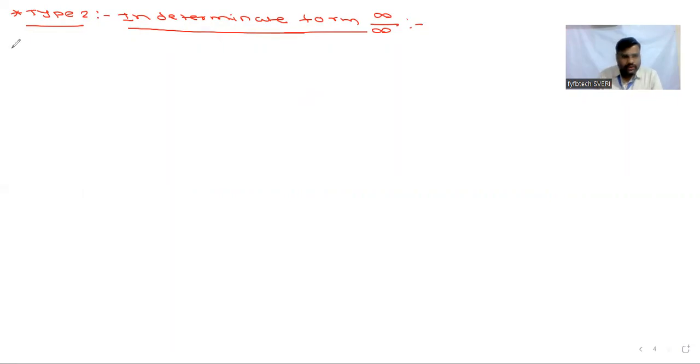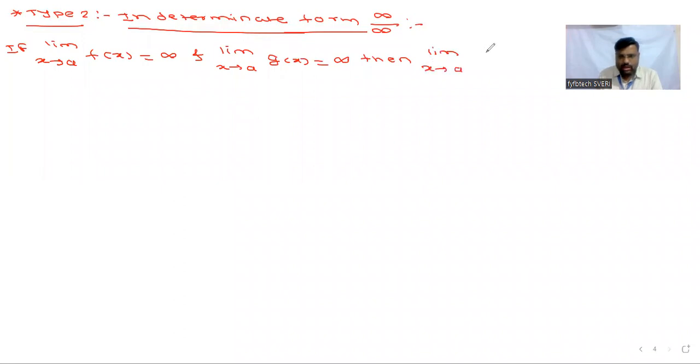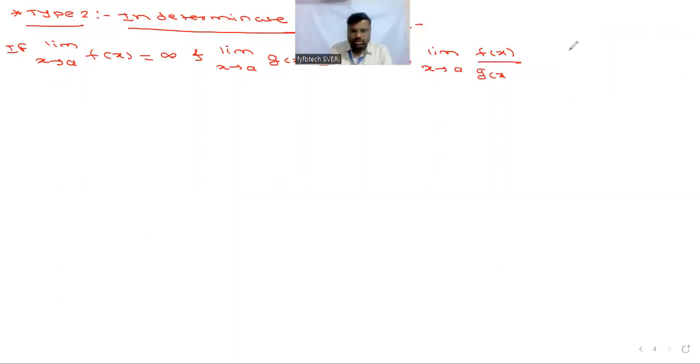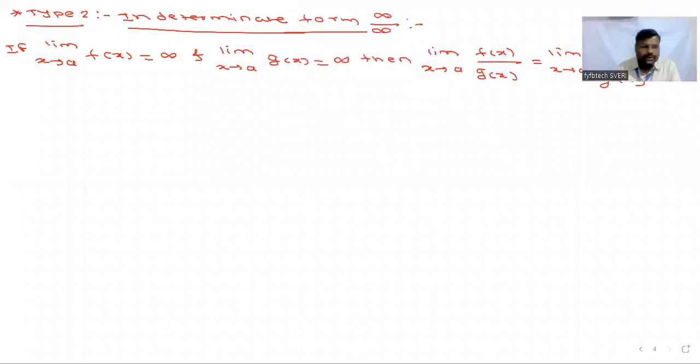Okay. So if limit x tends to a, f of x equals infinity and limit x tends to a, g of x equals infinity, then limit x tends to a, f of x upon g of x is equal to limit x tends to a, f dash of x upon g dash of x. If your limit is of the infinity by infinity form, this is what happens. Okay.